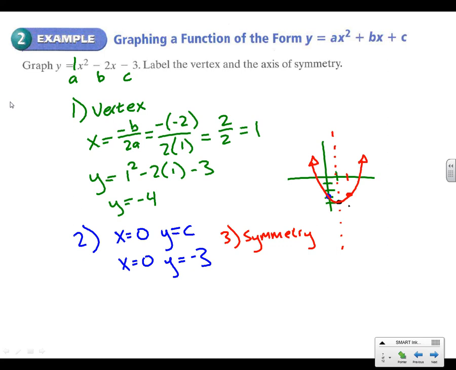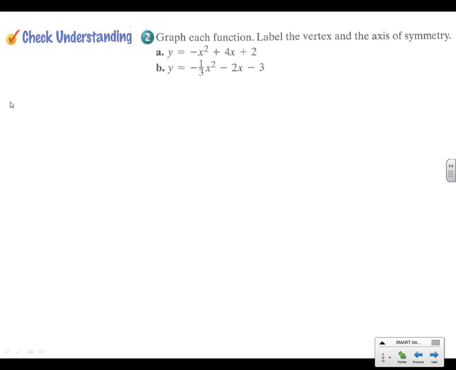The vertex is at 1 comma negative 4. The axis of symmetry is x equals 1. Okay? And while we're at it, let's label these other points. Doesn't ask for it, but it's good practice to do it. 0, negative 3, and 2, negative 3. Notice that the y values here are the same because we have symmetry. All right, your turn. Now see if you can do the exact same 3 steps for understanding check 2.